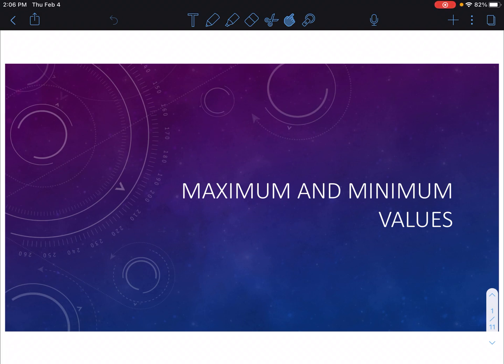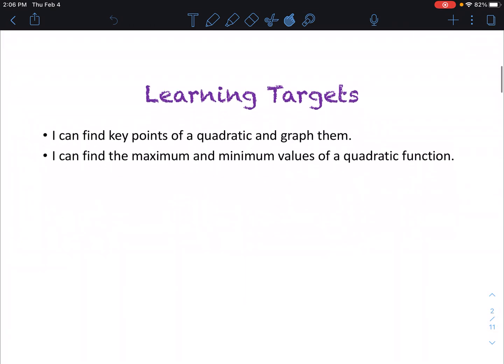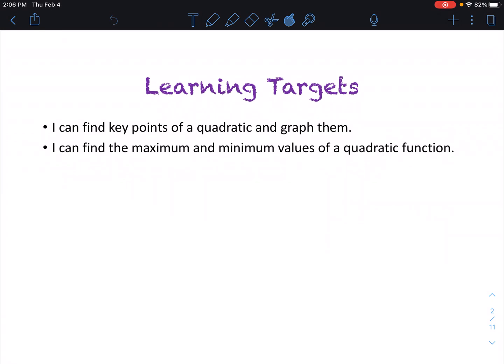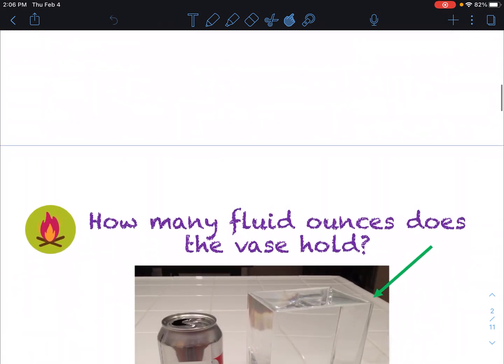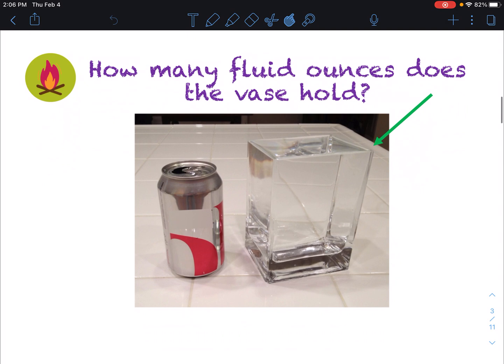All right, hello. So in this lesson, we are going to talk about maximum and minimum values of quadratic functions. Our learning targets are right here. As we get going today, I want you to give me your best estimate as to how many fluid ounces that vase on the right there holds.